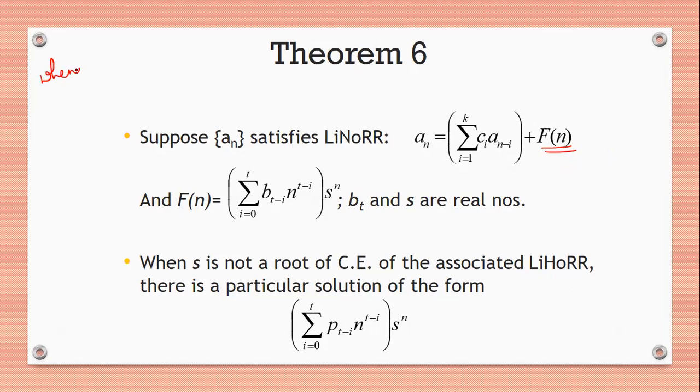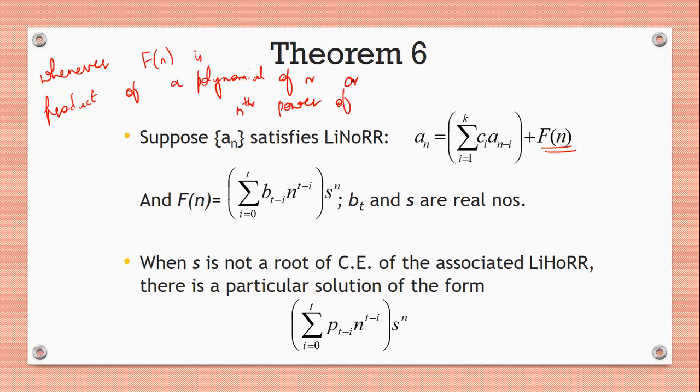Whenever f of n is a product of a polynomial of n and the nth power of a constant, then we will be using Theorem 6.